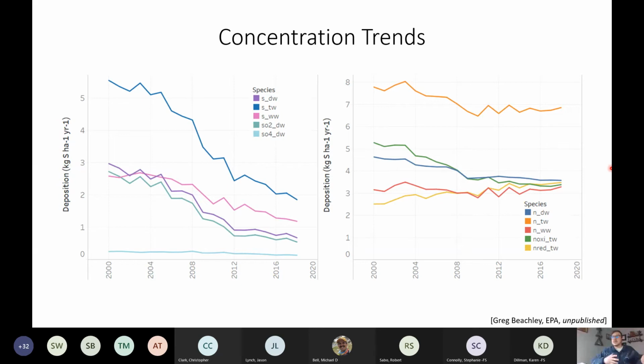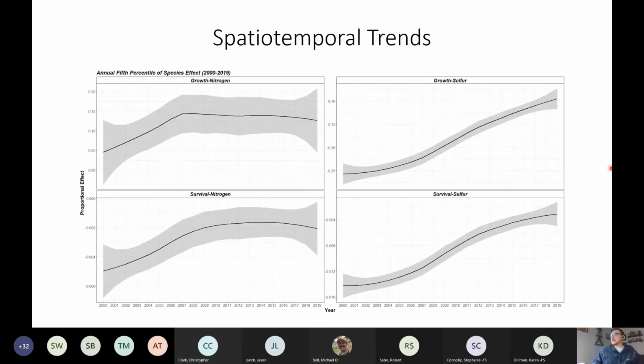So we've looked at everything spatially, but now we're going to look at it spatiotemporally. We're going to pull in the 20 years of deposition that we can look at and how it relates to the various trees nationally. What this is showing are actually the 4 endpoints. This is one example where I do have all 4 endpoints: growth nitrogen, survival nitrogen rates, growth rates for sulfur, survival rates for sulfur.